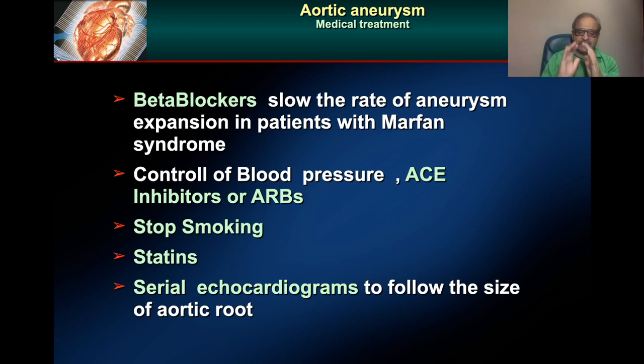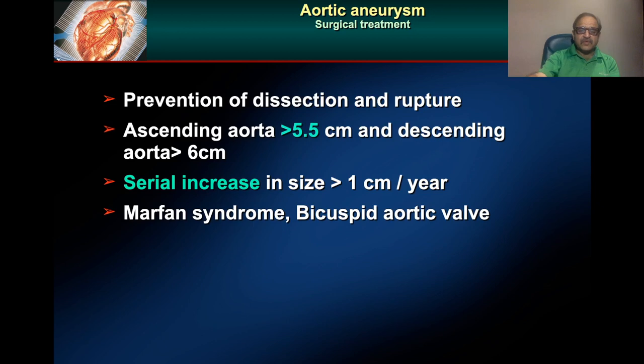The blood pressure must be controlled with ACE inhibitors or ARBs. The patient must stop smoking. You should prescribe them statin in high doses, and you must follow them after every year with serial echogram to see the progression in dilatation of the aortic root. This is very important. The follow up is very important.